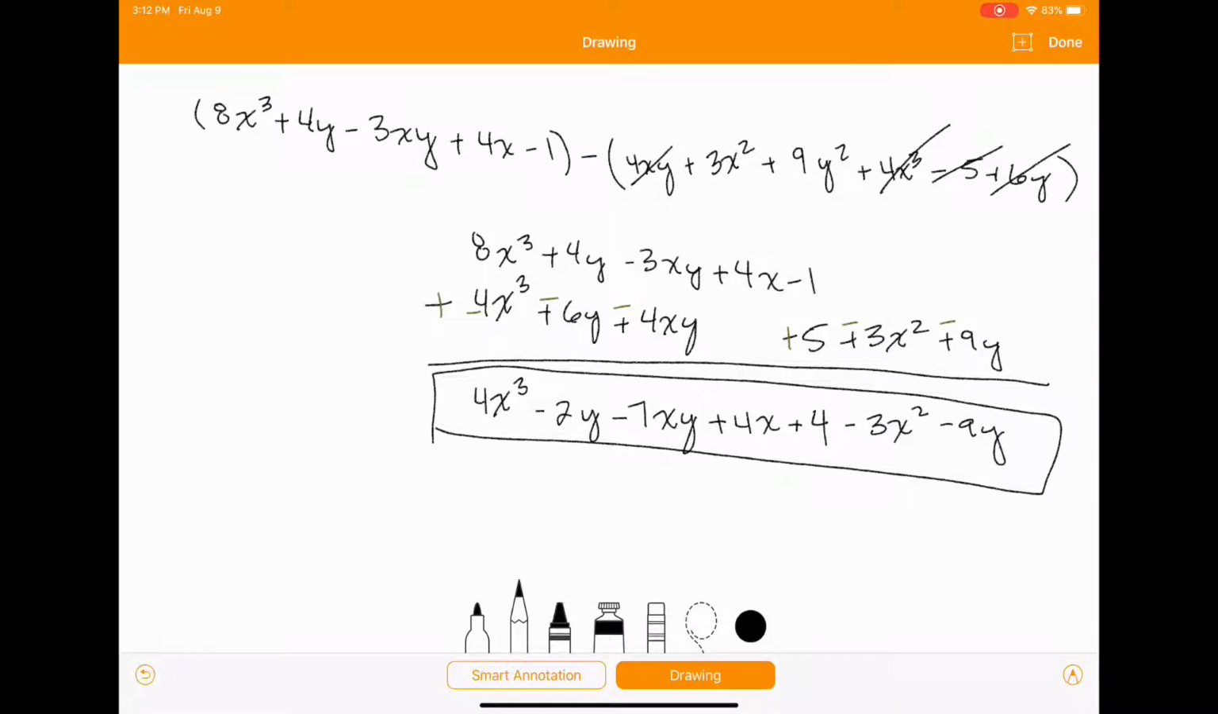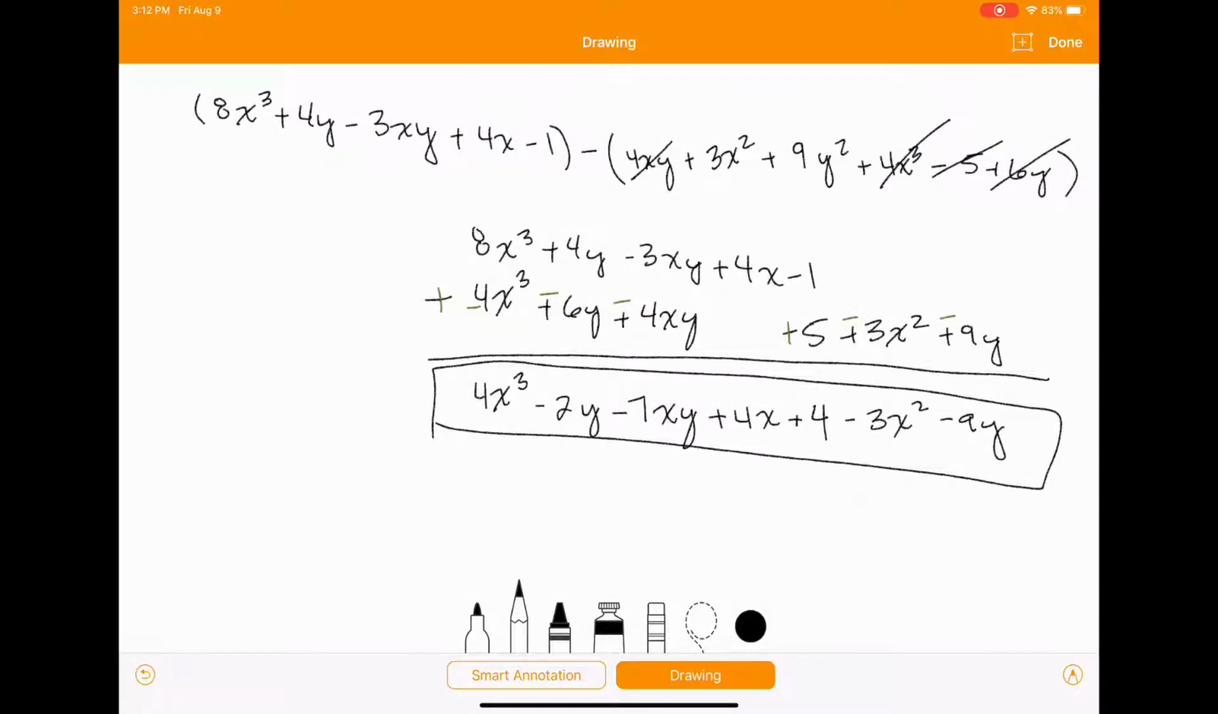And that's your answer right there. So again, you just want to line up your like terms and then you just combine your like terms.